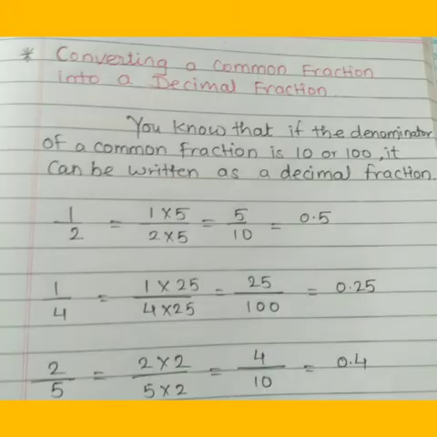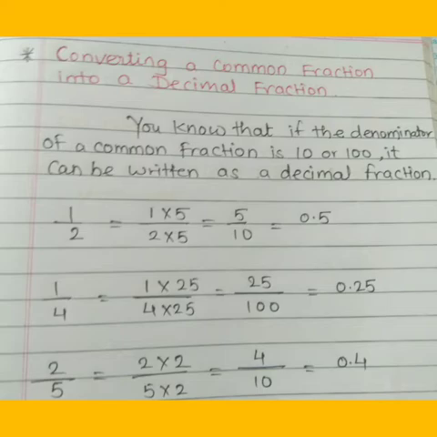Converting a common fraction into a decimal fraction. You know that if the denominator of a common fraction is 10 or 100, it can be written as a decimal fraction. For example, 1 by 2 is a common fraction. We have to convert it into a decimal fraction, so we multiply the denominator and the numerator by 5. So let us start. 1 into 5 is 5. 2 into 5 is equal to 10. So divide this 5 by 10, we get the answer 0.5.